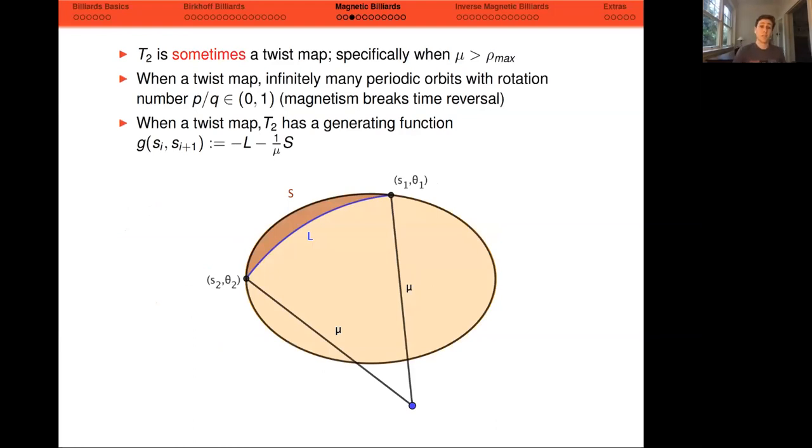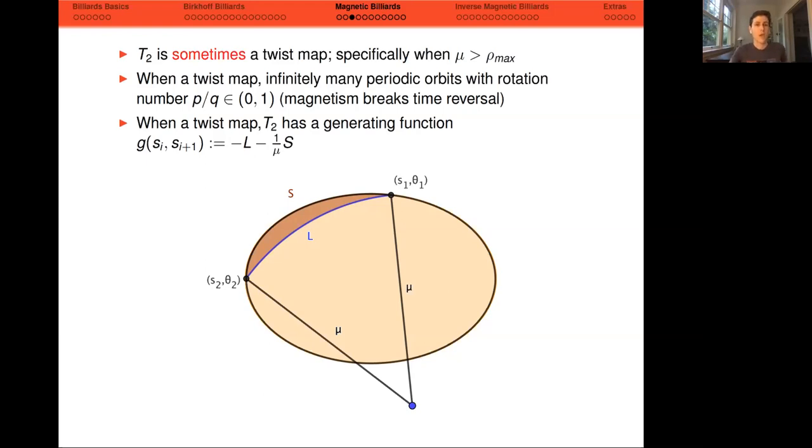So in the setting for magnetic billiards, this map is sometimes a twist map. And we can state specifically that this map is only going to be a twist map whenever the Larmor radius mu of the circular arcs is larger than the maximum radius of curvature. In the other two curvature regimes, it's possible that this map is not a twist map. And so a lot of the theorems from Aubry-Mather theory and some pieces of KAM theory aren't going to apply directly in that setting.